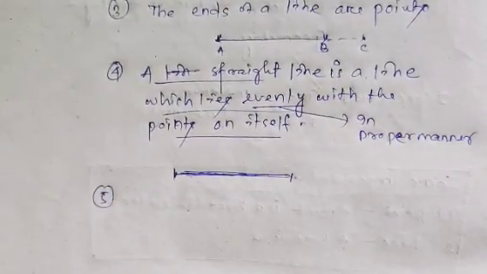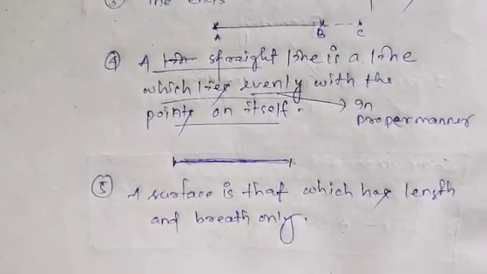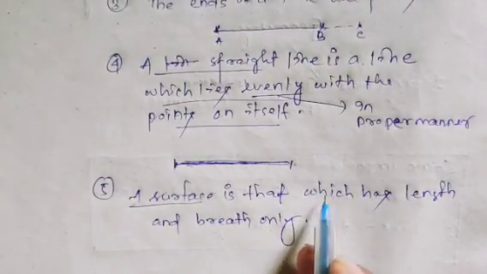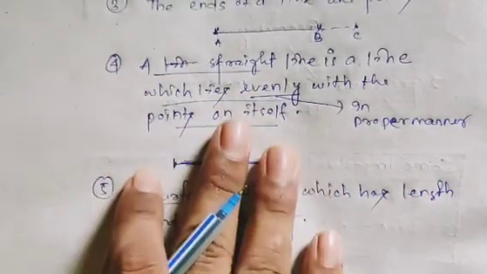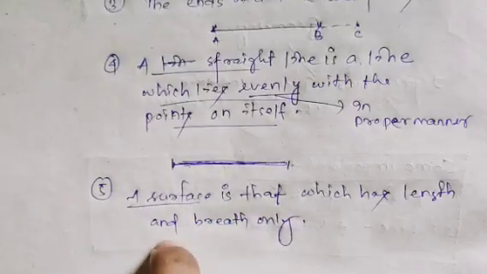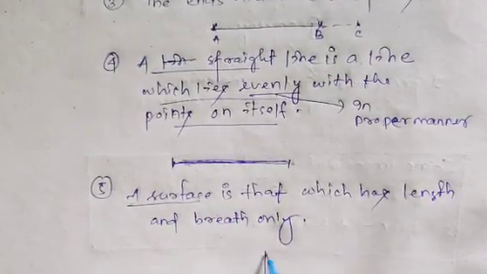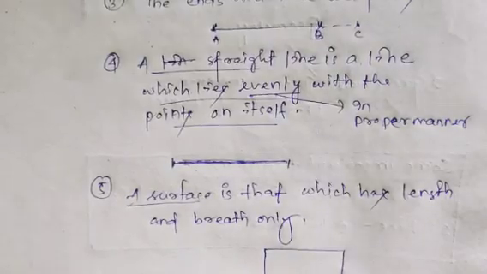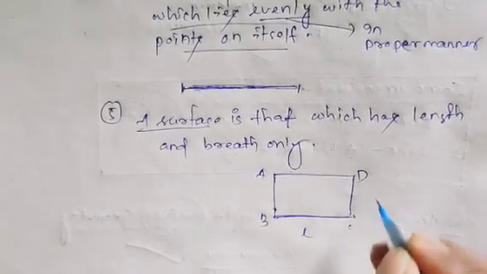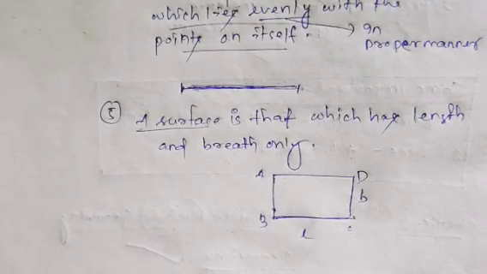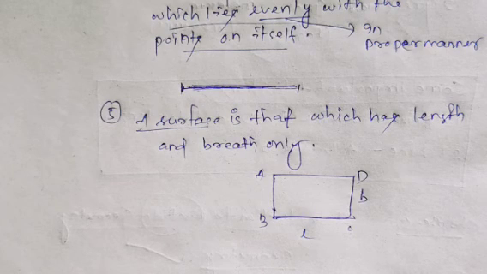And the fifth definition or statement was: a surface is that which has length and breadth only. Let us consider this surface. A surface is a two-dimensional geometrical shape, like this surface ABCD. This is the length and this is the breadth, but it has no height. So the definition of surface is that which has length and breadth only, no height. Remember, no height.